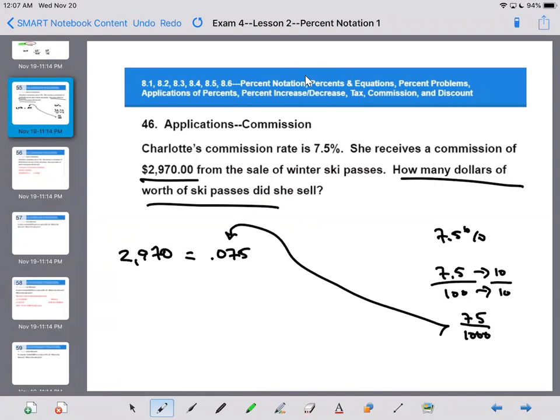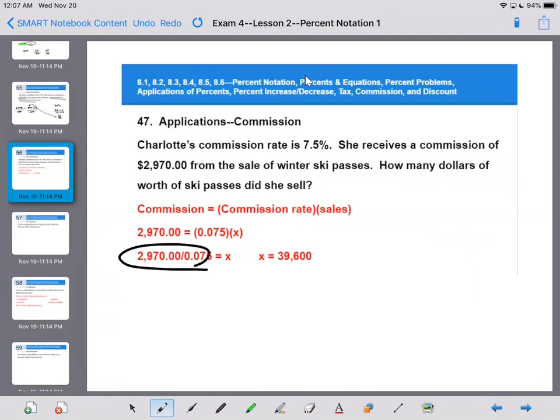But I don't know what the total amount of the ski passes was worth. So you're going to divide both sides by 75 thousandths. And that's what you'll see in the next slide. When you do that division, you find that the total amount of ski passes was 39,600.